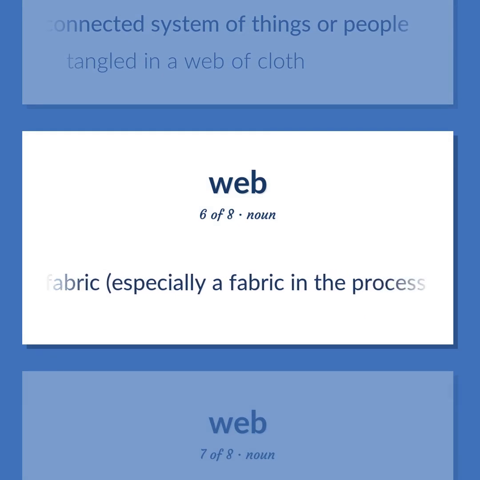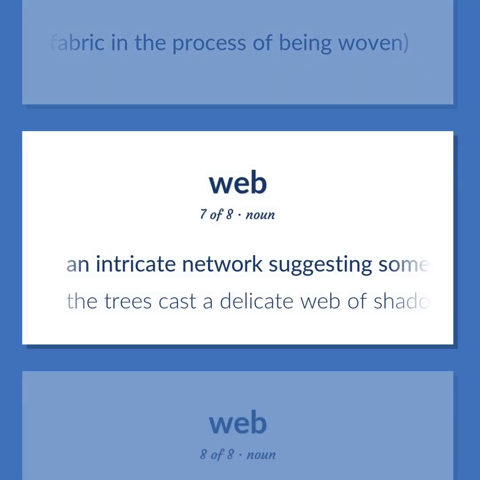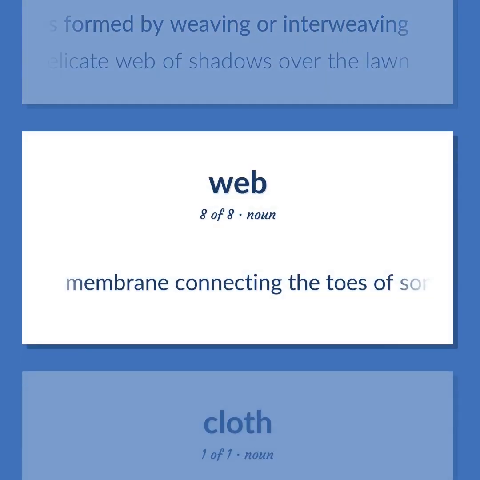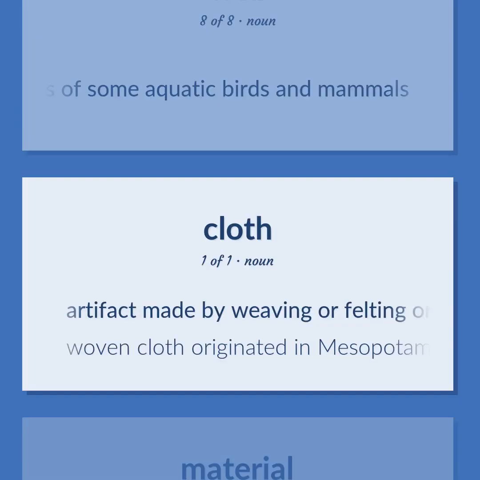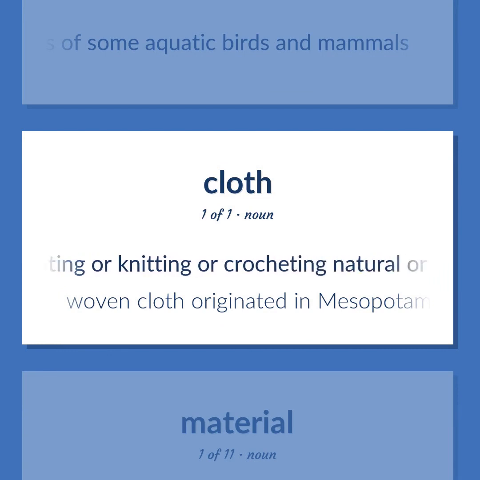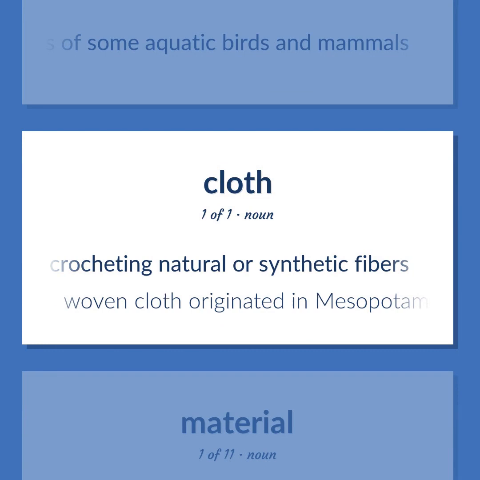A fabric, especially a fabric in the process of being woven. An intricate network suggesting something that was formed by weaving or interweaving. The trees cast a delicate web of shadows over the lawn. Membrane connecting the toes of some aquatic birds and mammals. Artifact made by weaving or felting or knitting or crocheting natural or synthetic fibers. Woven cloth originated in Mesopotamia around 5000 BC.